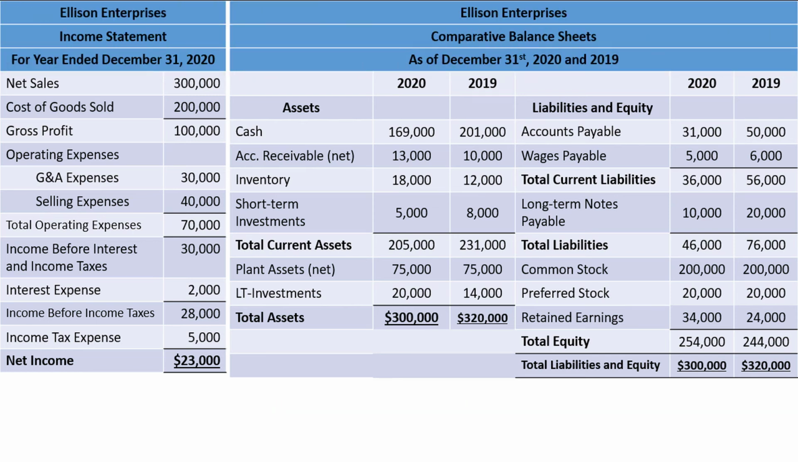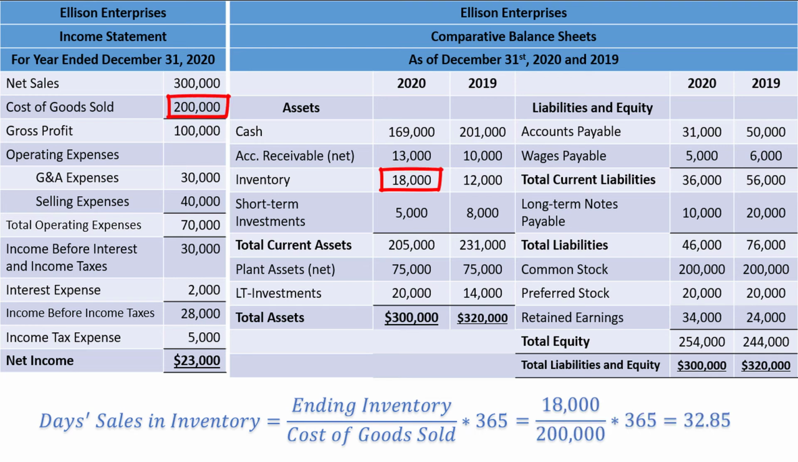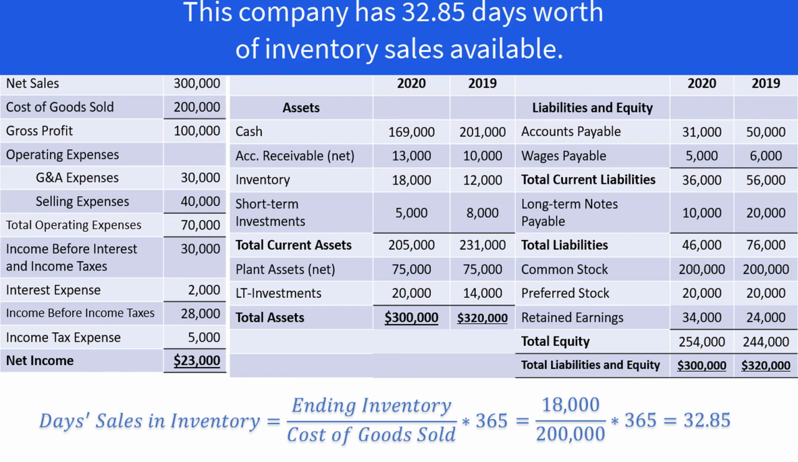The sixth liquidity and efficiency ratio we will look at is days sales in inventory, which is calculated by taking ending inventory divided by cost of goods sold multiplied by 365. For our example, we have 18,000 divided by 200,000 times 365, which equals 32.85. This is the number of days of inventory sales the company has on hand. The company could go 32.85 days without purchasing any new inventory and still meet their sales demand.